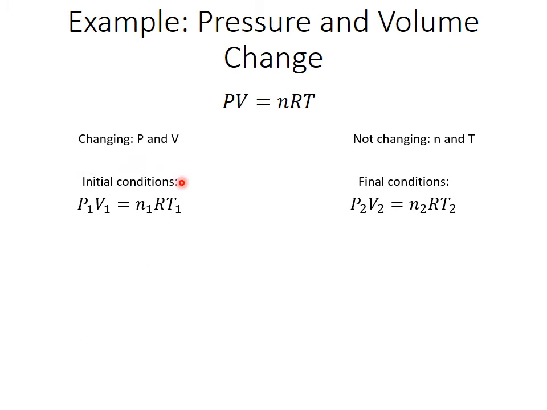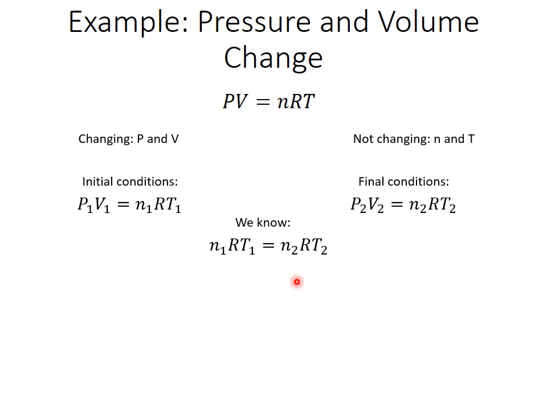We can write the ideal gas law to take into account initial conditions as P1V1 equals n1RT1. Then the final conditions expression would be P2V2 equals n2RT2. Now it's important to note, we know that n1RT1 has to equal n2RT2 because n and T are not changing.